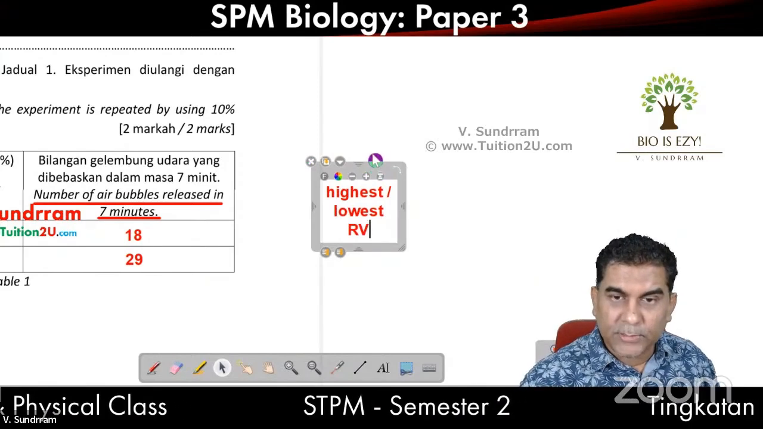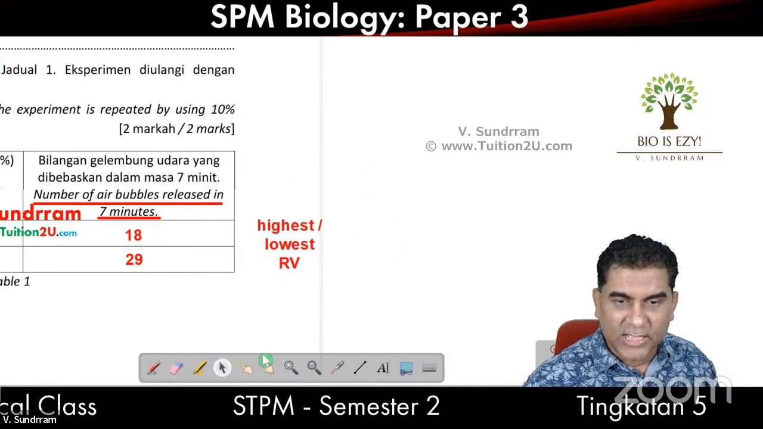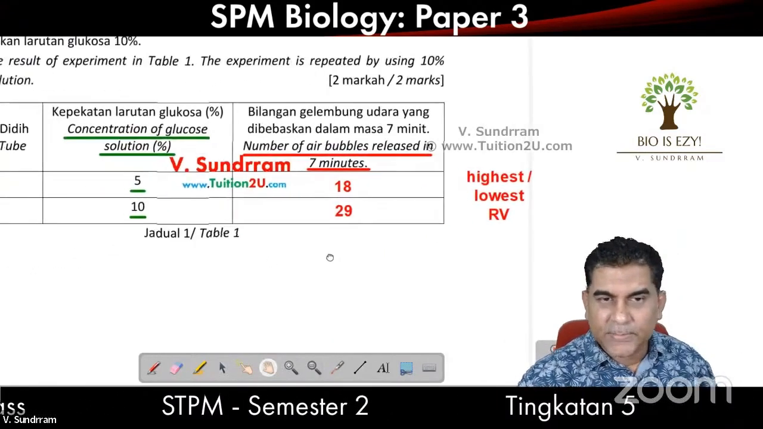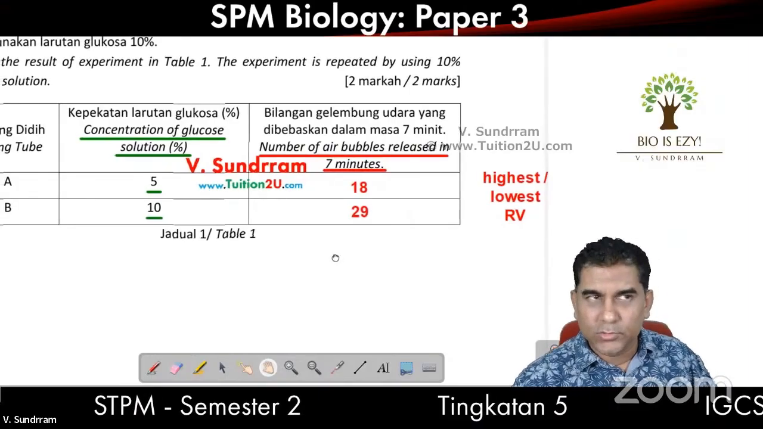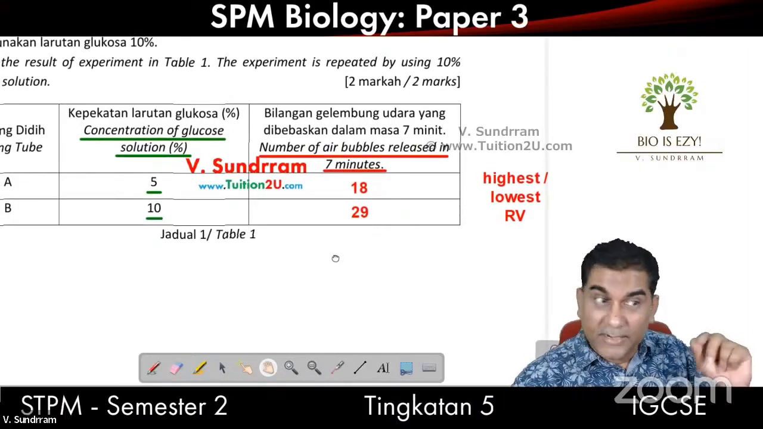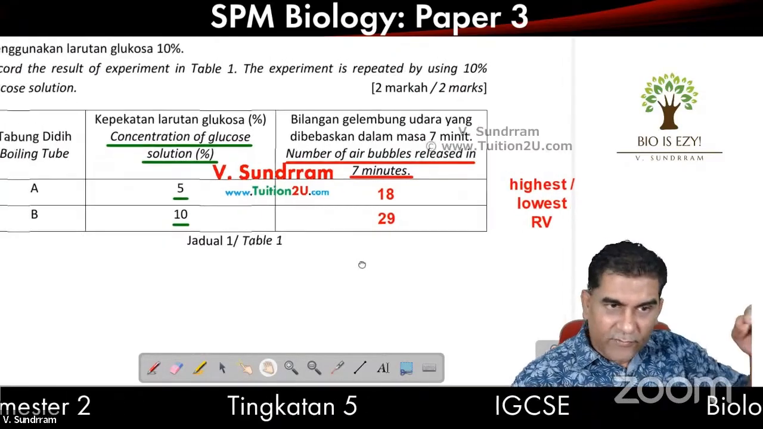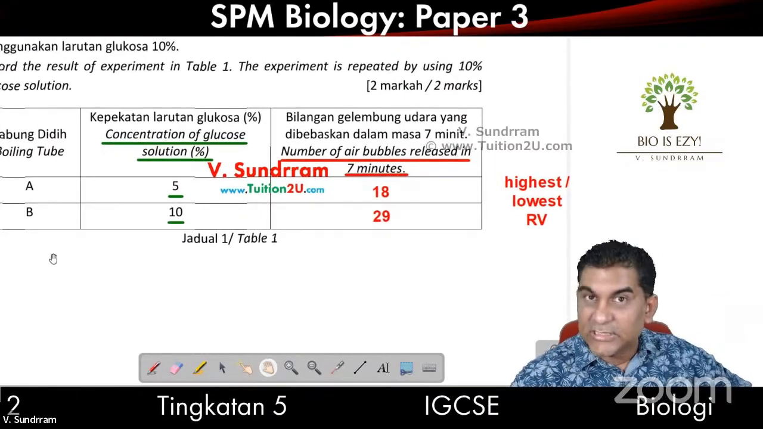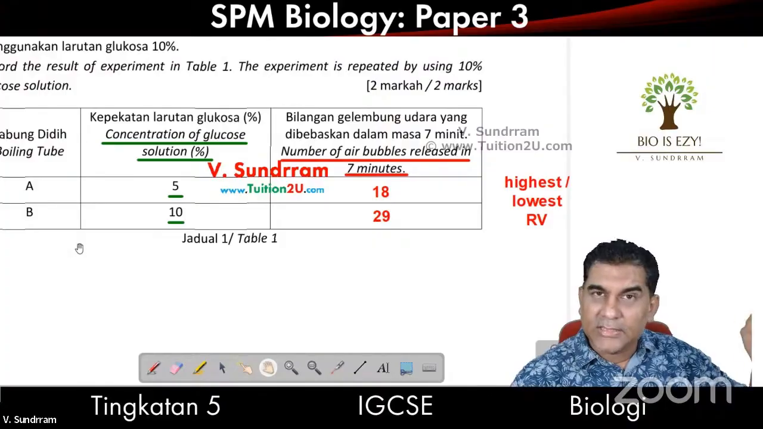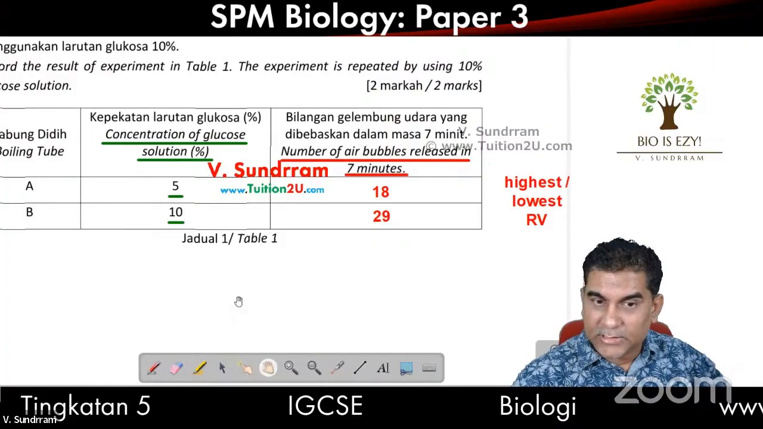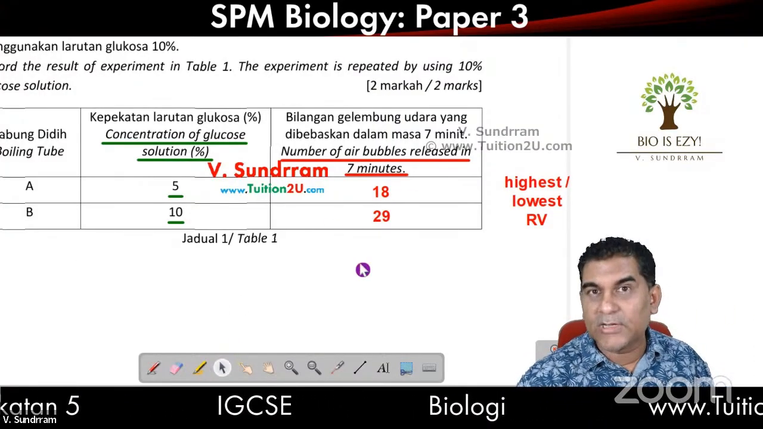So choose between highest or lowest RV. For this experiment, you have only 2, so you can choose any one, doesn't matter. But if you have more than 2 observations, then you choose the highest and the lowest, not manipulated, highest and the lowest responding variable.